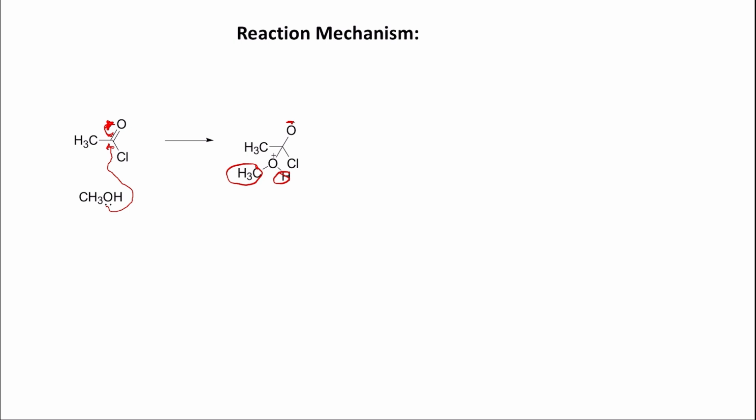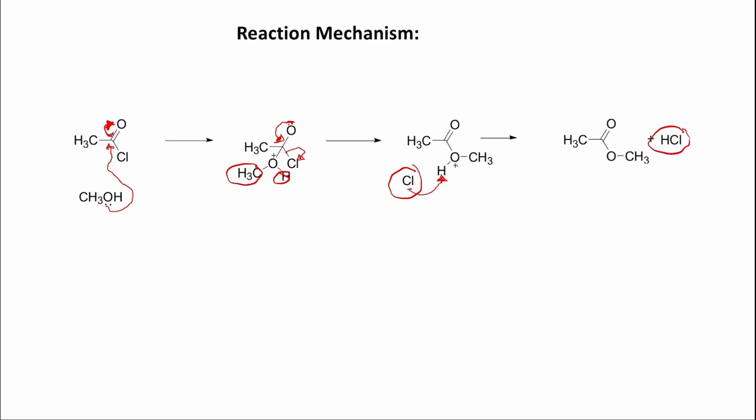The next step is going to be the elimination, where the chloride will be eliminated, and then the oxygen will push the electrons back towards the carbon to make the double bond. So now you have your second intermediate where the chloride has left completely. Now we have this chloride and we have the alcohol part where there is a positive charge on the oxygen. So the chloride will abstract the hydrogen from this alcohol, and then we will end up with the final products, which are the ester and the hydrochloric acid as a side product of this reaction.